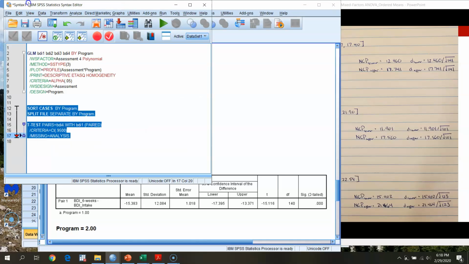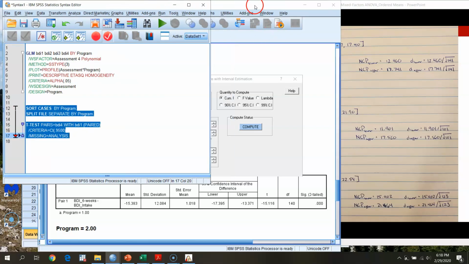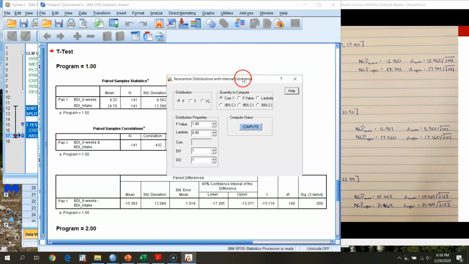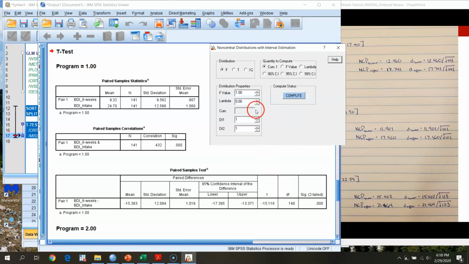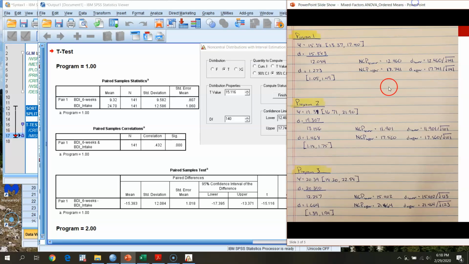I'm looking at a 95% confidence interval for t. My t value is 15.116. My degrees of freedom for this test are 140. I compute that, and I get a lower bound for my non-centrality parameter of 12.460 and an upper of 17.741, call it. So I can take those and record those here.